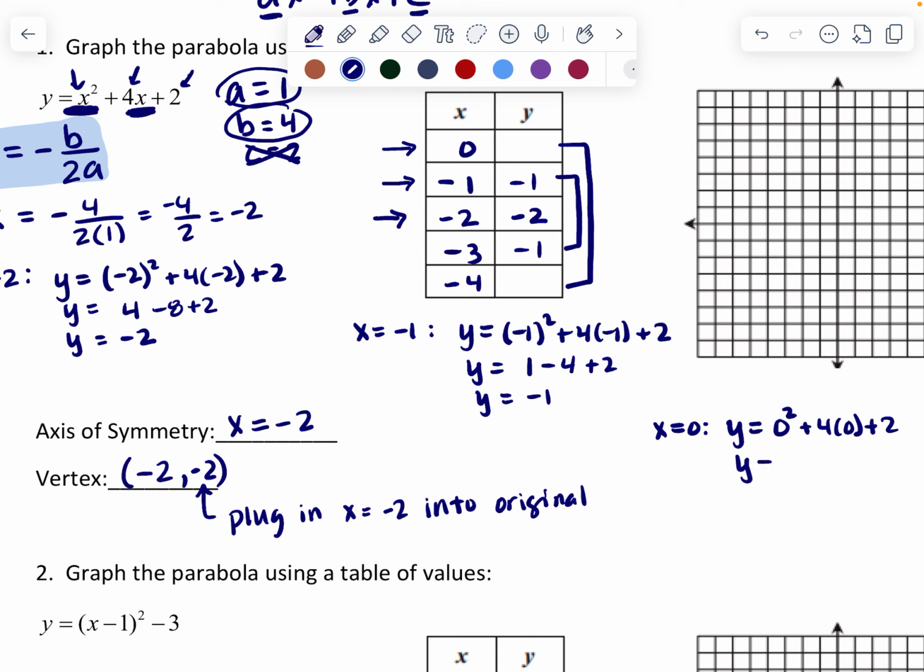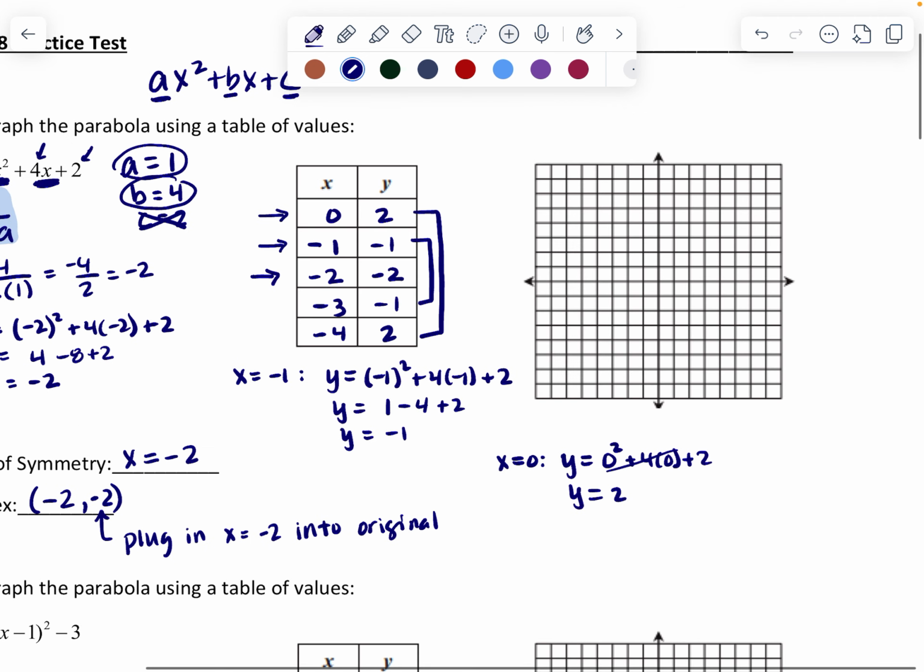Okay, that's going to be y equals, all of this goes away because it's just 0. So I'm just going to get y equals 2. So if this is 2, then this is going to be 2. Now, I'm going to use those points, and I'm going to go ahead and plot them to make my parabola.